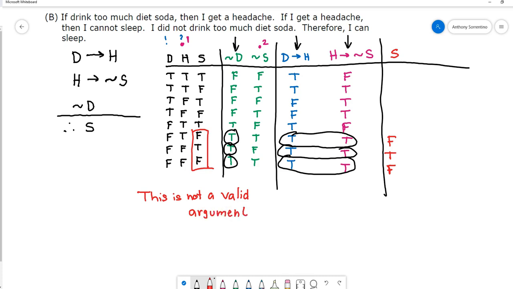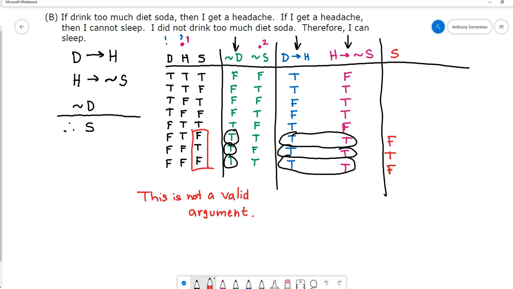If these conditions are true, basically, if I drink too much, then I get a headache, and if I get a headache, then I cannot sleep. Even with those two being true, if I did not drink too much diet soda, therefore I can sleep. Well, that's not necessarily the case. Maybe not drinking the diet soda, but something happened that day that they still got a headache regardless. It was a different reason. Maybe they got hit in the head with something and therefore they can't sleep.